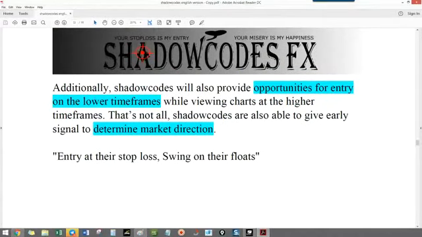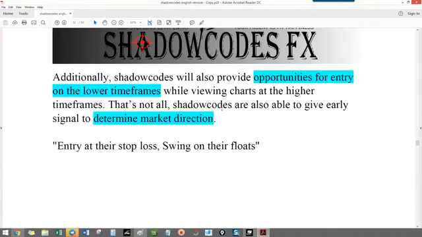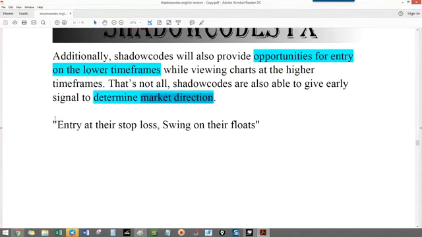Additionally, shadow codes will also provide opportunities for entry on lower time frame while viewing chart at a higher time frame. That's not all. Shadow codes also able to give early signal to determine market direction. So we have 7 types of shadow codes.